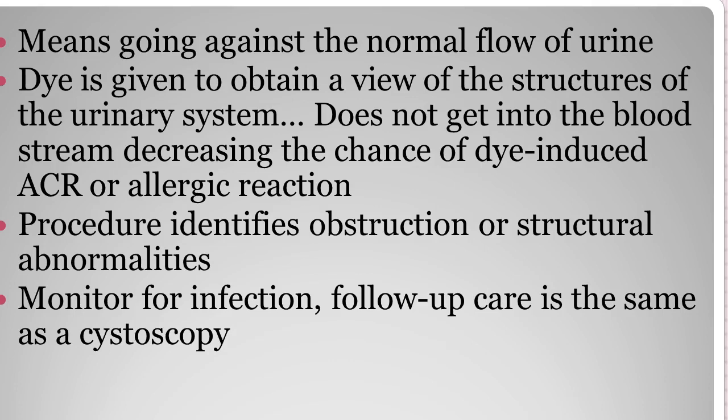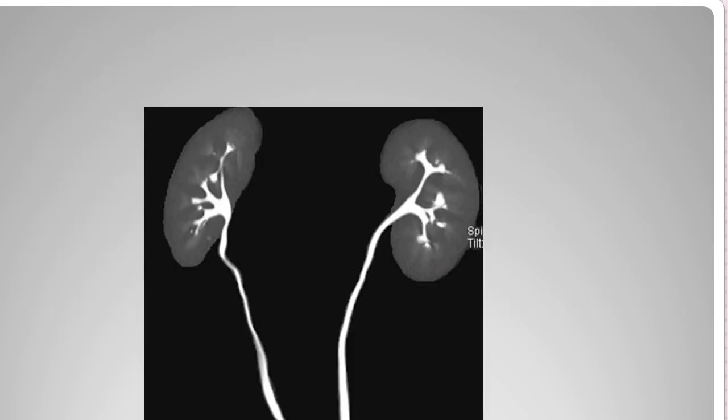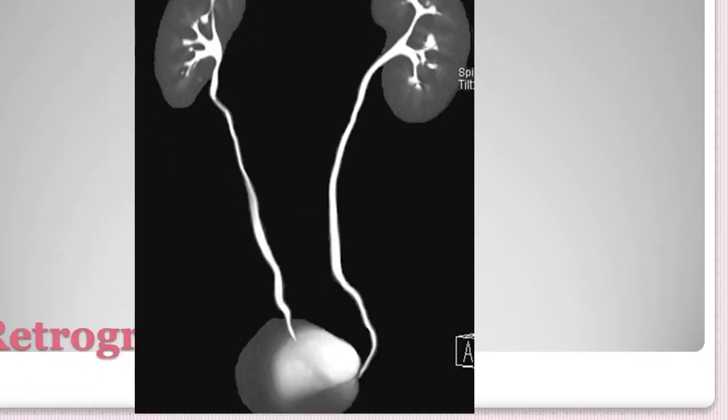Procedure identifies obstruction or structural abnormalities. Again, monitor for infection. Follow-up care is the same as a cystoscopy. Okay, so do the same. Watch for infection and bleeding, and you can see this very, very nicely. Okay, everything looks nice and clear. Okay, and sometimes they do specific areas. Ureters and pelvis, that would be a pyelogram. Bladder is a cystogram. Urethra is a urethrogram. There's no dye in the bloodstream.